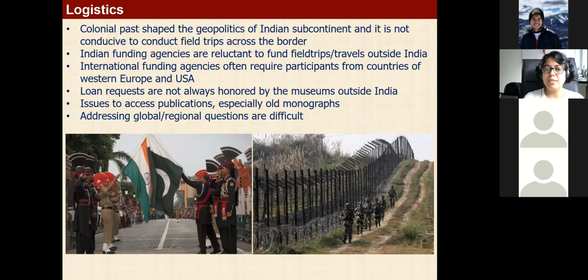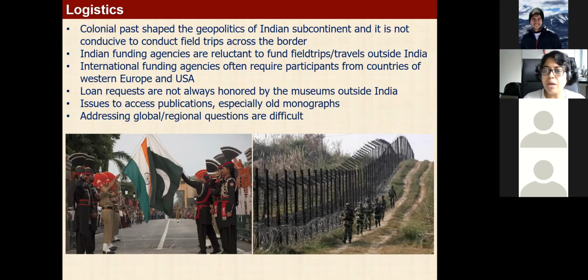International funding agencies, on the other hand, often require participants from countries of Western Europe and USA. So using international funds often becomes difficult unless you have a collaborator in those countries. When we try to approach natural history museums all across the world for loans, it's often turned down for legitimate reasons, because often the fossils are not returned. But because of probably the fault of one person, it's generalized, and it's a general thing that we do not get a very warm welcome when we send loan requests.